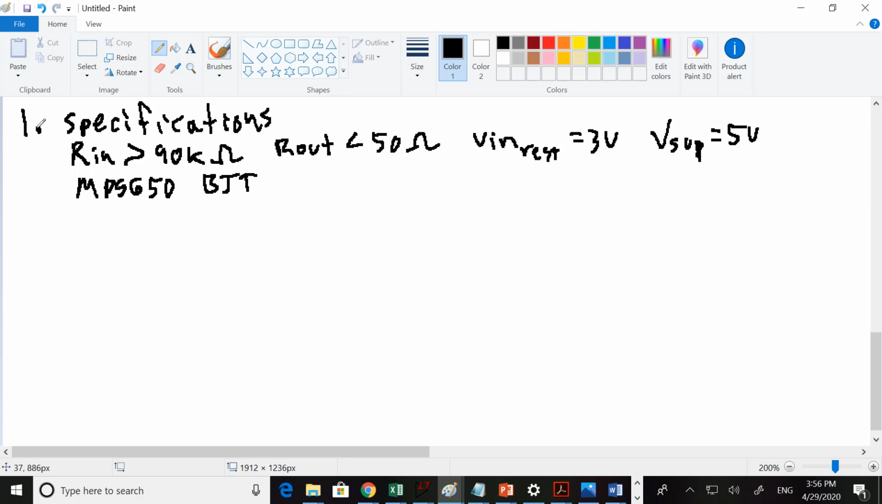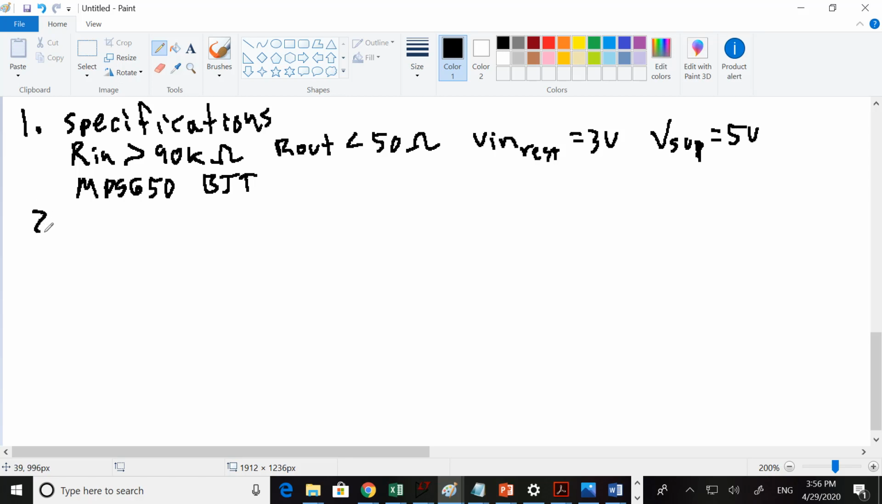So for this problem, we looked at Rin greater than 90K, an Rout less than 50 ohms, a Vin at rest of 3 volts, and a supply voltage of 5 volts. And the transistors that we will use are these MPS 650s, which just happen to be BJTs. So those are your specs that you might get from your boss.